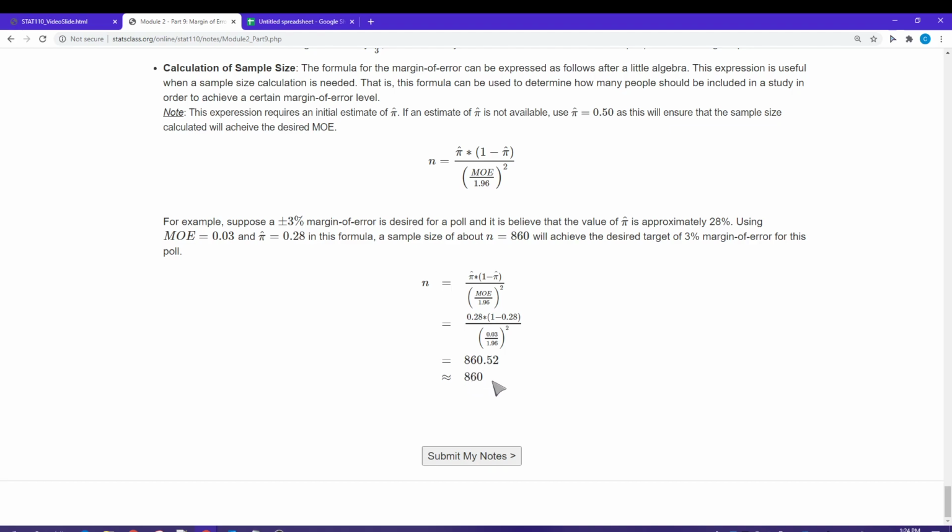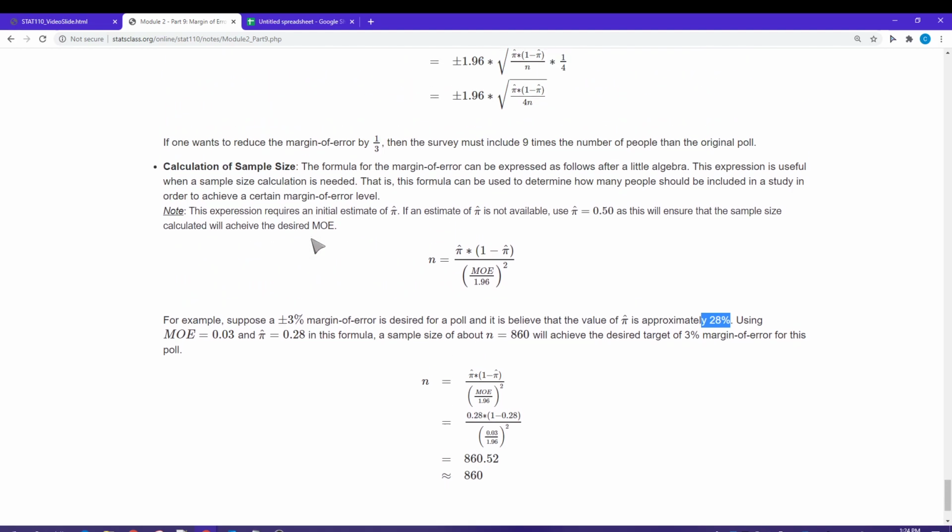So oftentimes we might round that up to 900 people. So your poll is going to need about 900 people in order to obtain a plus or minus 3% margin of error. So if you can give us an indication of what that percentage is going to be from the poll, then we can give you an idea of how many people you need to put into your survey in order to obtain a particular level of precision. And that idea is called the calculation for sample sizes.